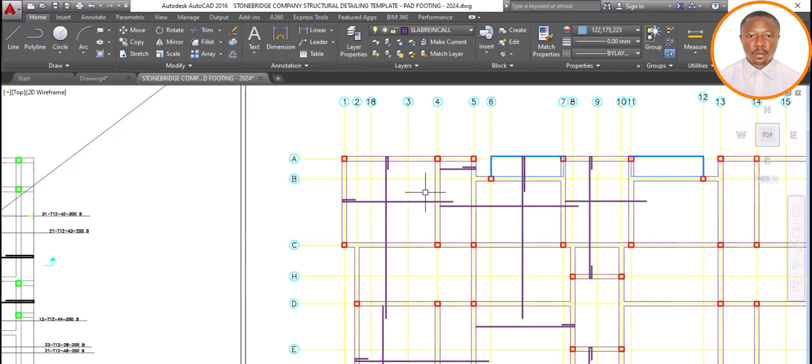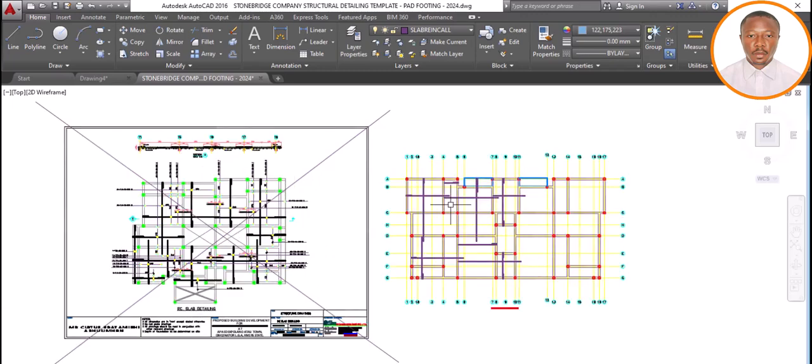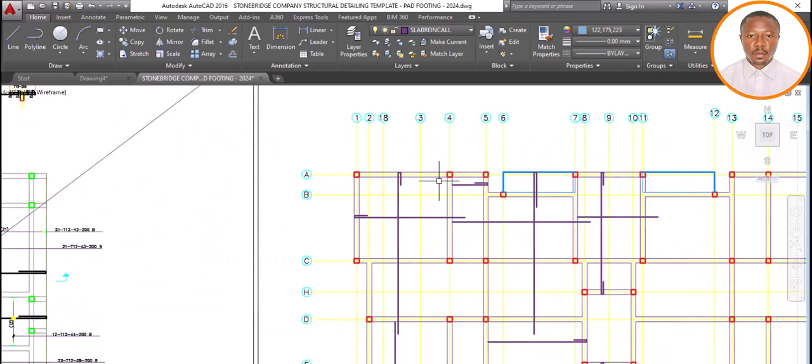So today we want to concentrate on top reinforcement of this particular slab. As you can see, this plan is a sample given to us by STONEBRIDGE, and the reason we cross it like this is to tell us that we are only using this one to detail our own slab. So let's begin to detail our top reinforcement. Now, how do you do that?